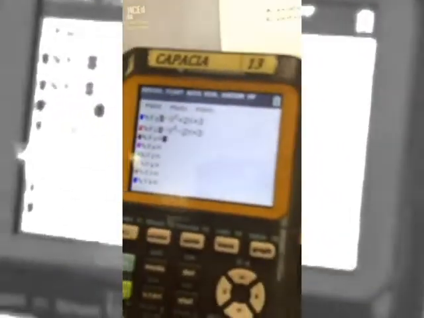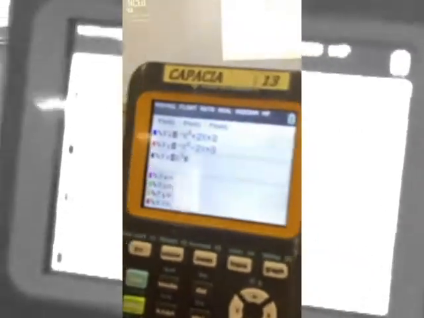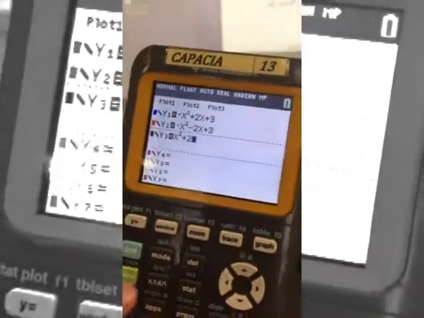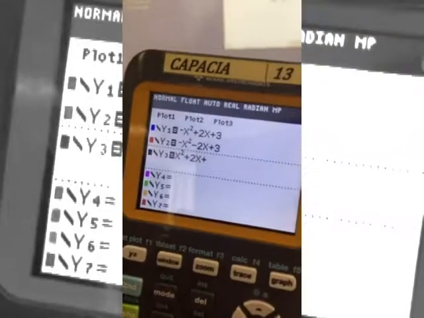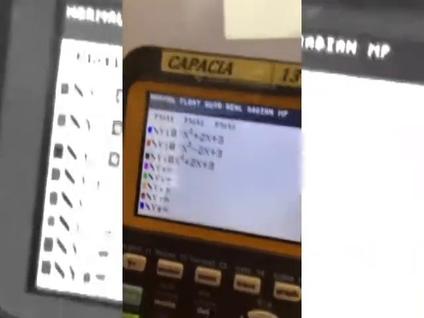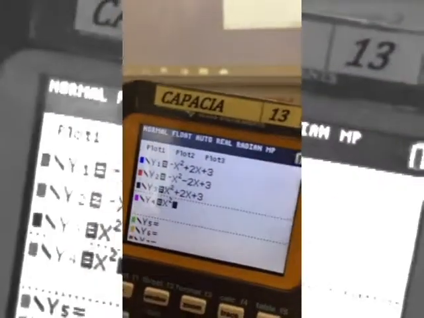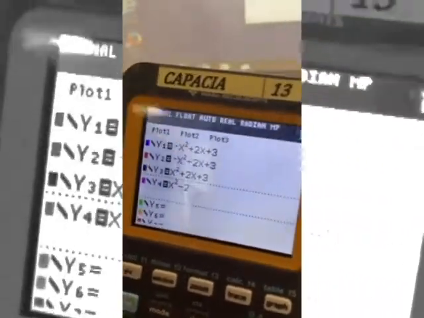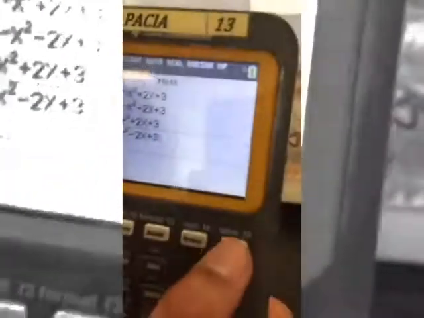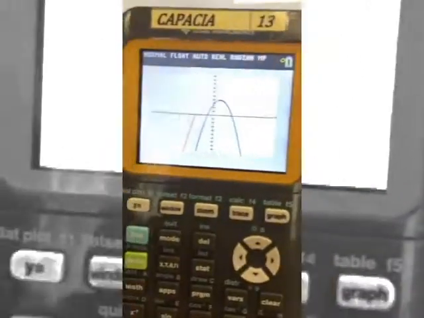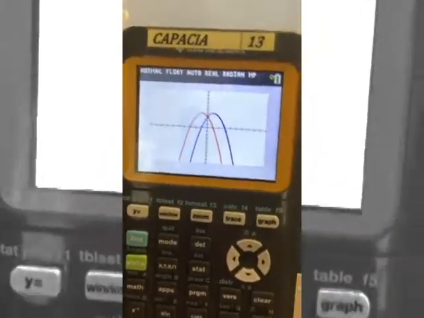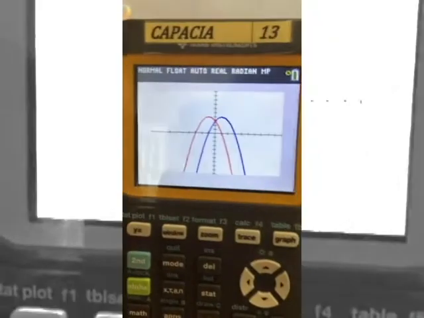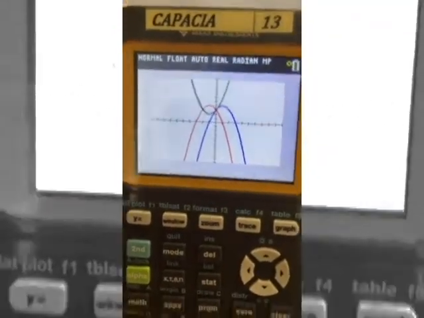And then we type in answer choice C, or the third one, which is x² plus 2x plus 3. Then we type in the fourth one, which is x² minus 2x plus 3. Then we hit graph. We wait for all of the equations to graph, and then we pick the one that looks the closest to the one shown in the problem.